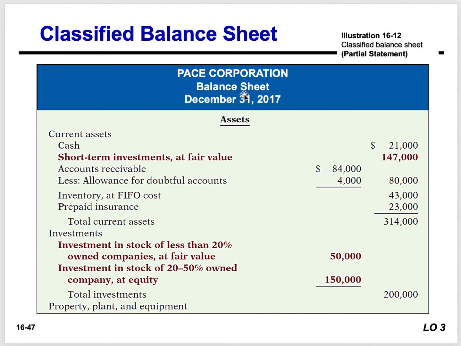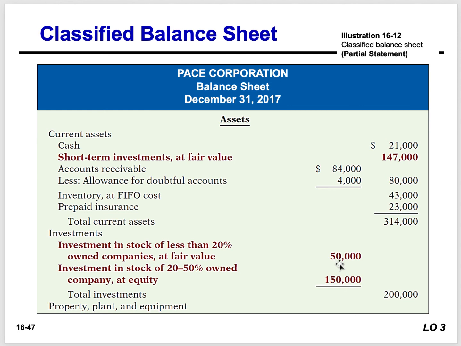Again, looking at the classified balance sheet as a whole, right? We have cash. We have our short-term investments. These are reported at fair value. We have our AR, less allowance for doubtful accounts, inventory, prepaid insurance. Here's our total current assets. Oh, by the way, then we have some investments, right? We have investments in stock. Again, they're telling us that it's less than 20% of the owned companies. We got to report it at fair value.